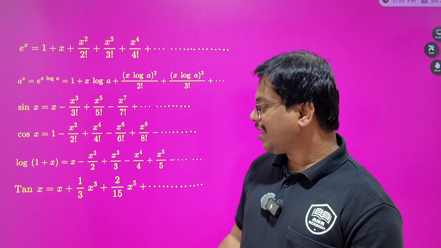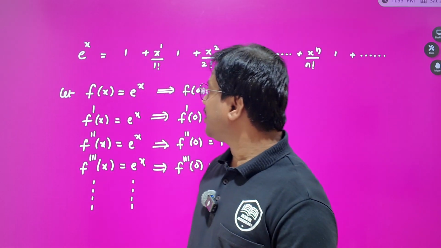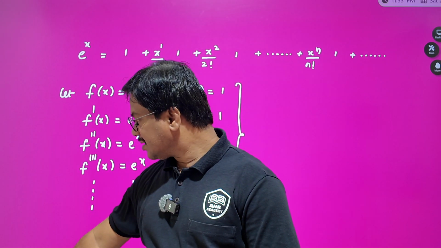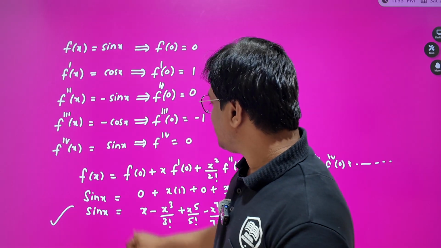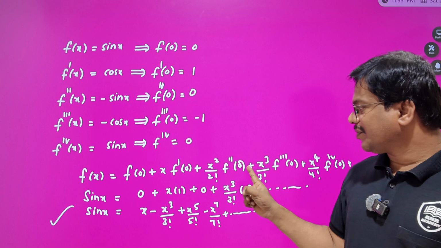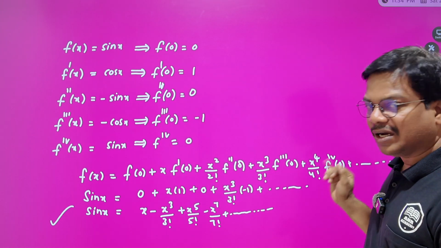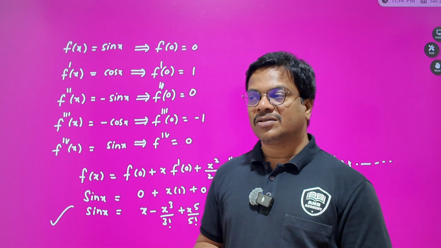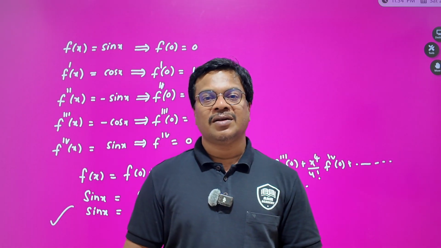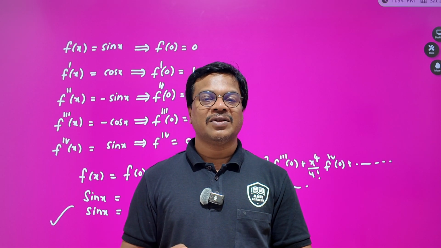So this is the way to remember all the expansions with one formula, that is Maclaurin series. F of x is f of 0 plus x into f dash 0 plus x square by 2 factorial into f double dash 0 plus x cube by 3 factorial into f triple dash 0, and so on, it continues. So this is the way of remembering the expansions within one formula.